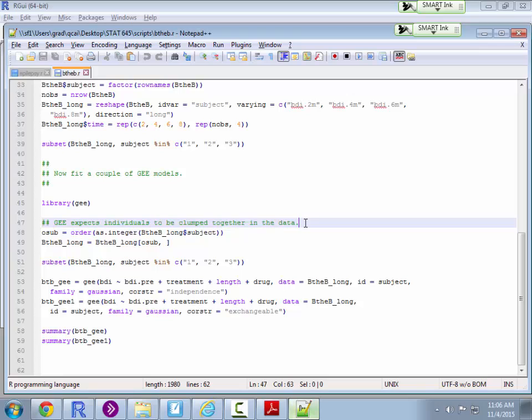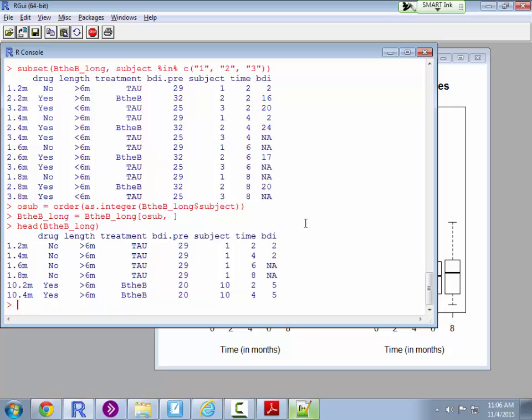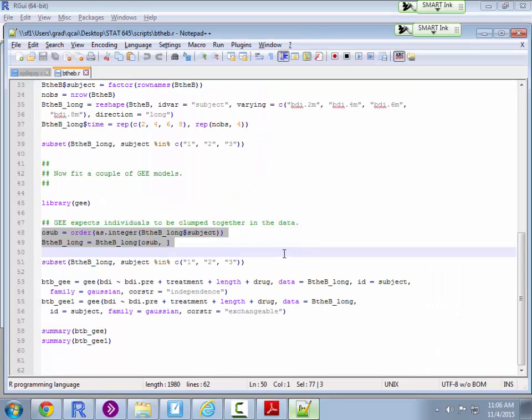So here's doing that. I'm going to order the subject identifiers from least to greatest, and then I'm going to reorganize the rows to match that. Looks like this. Now I have subject 1, 1, 1, 1, followed by the next one, and followed by the next one. So now let's do GEE models.